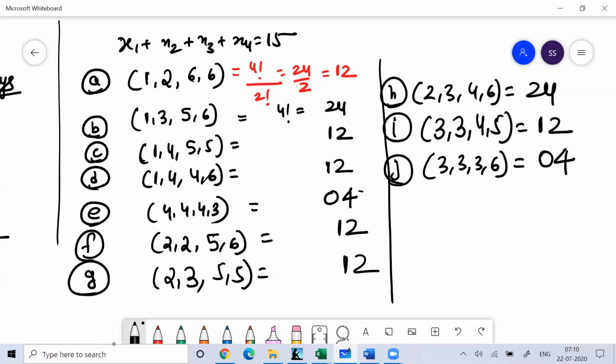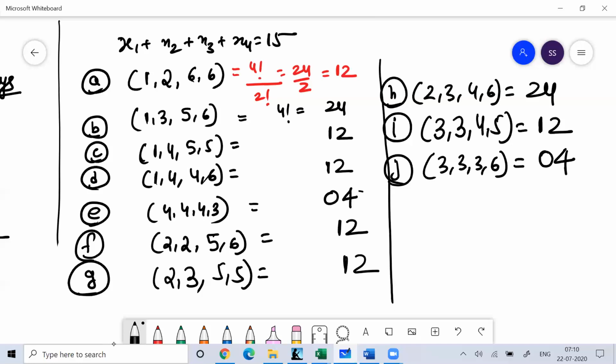3 3 3 6 would be 4 ways. Okay, so with 3, you've done 4 5, then 3 6. Then with sum 9, 4 ways are there. These are the 4 ways I'm done. Then 3 4 I'm done, 3 5 I've done, 3 6 I'm done.